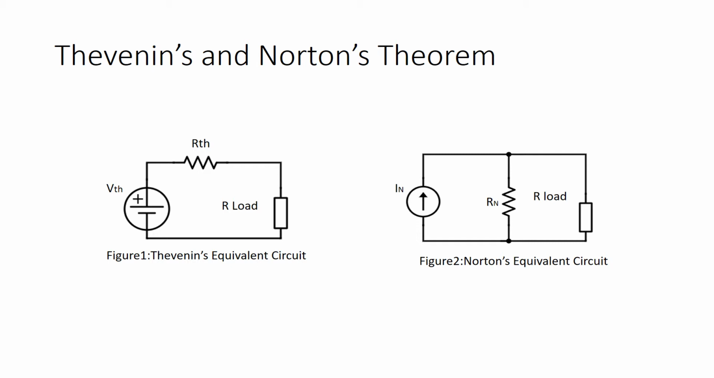Figure 2 represents the Norton equivalent circuit. The Norton theorem states that a linear two-terminal circuit can be replaced by an equivalent circuit consisting of a current source, I Norton, in parallel with a resistor, R Norton, where I Norton is the short circuit current through the terminals and R Norton is the input or equivalent resistance at the terminals, where the independent sources are turned off.